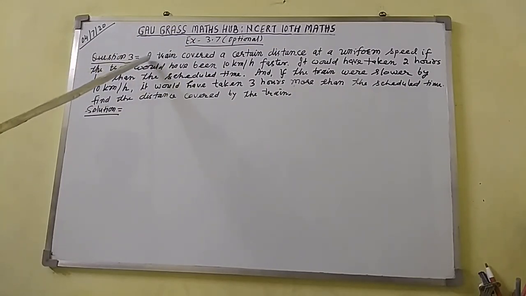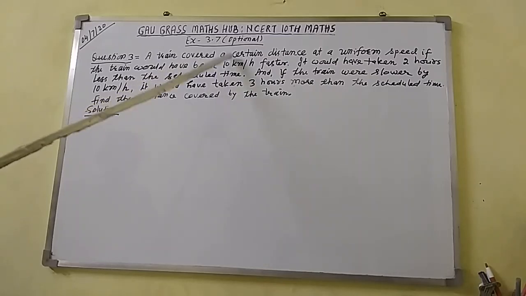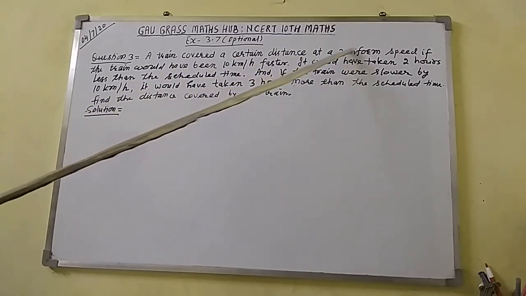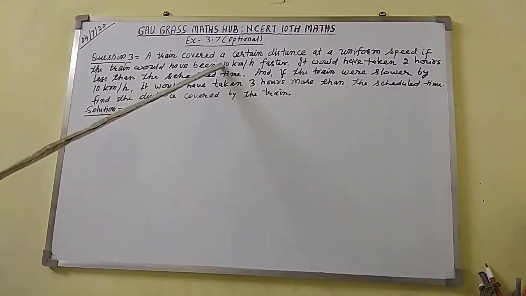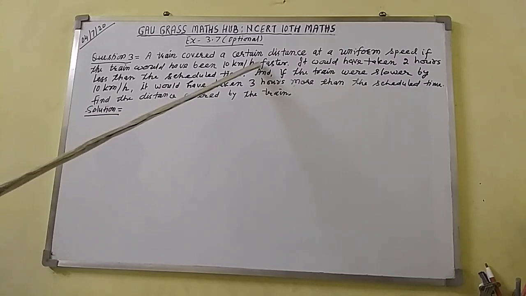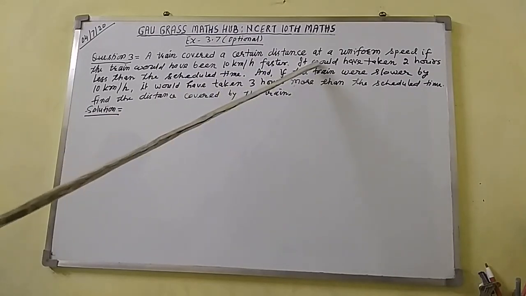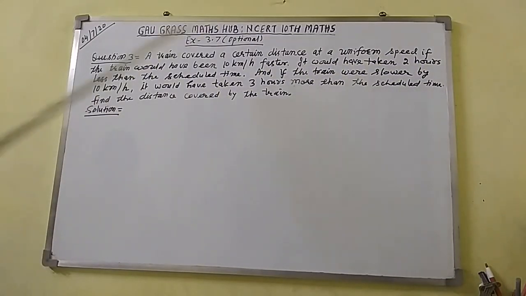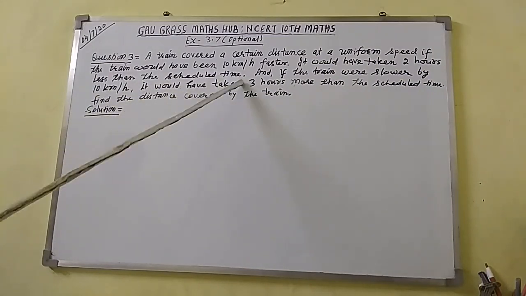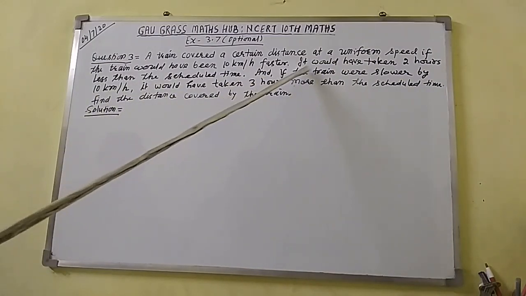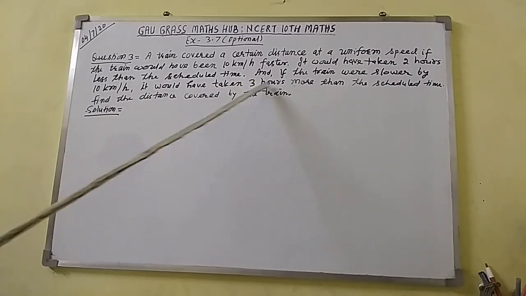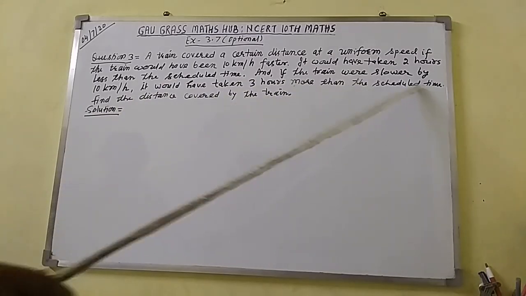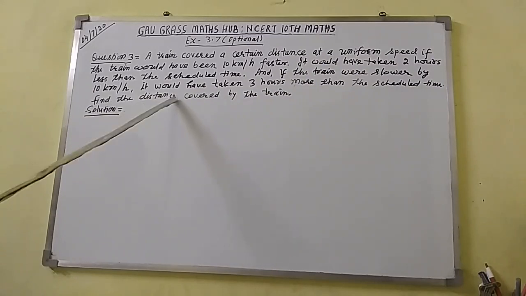It is written there, the train covered a certain distance at a uniform speed. If the train would have been 10 km per hour faster, it would have taken 2 hours less than the scheduled time, and if the train were slower by 10 km per hour, it would have taken 3 hours more than the scheduled time. Find the distance covered by the train.